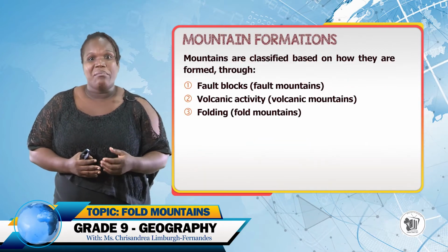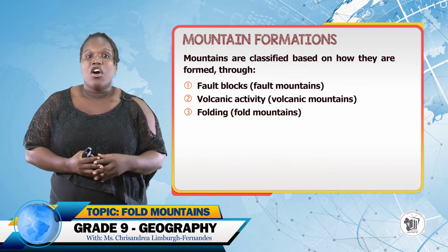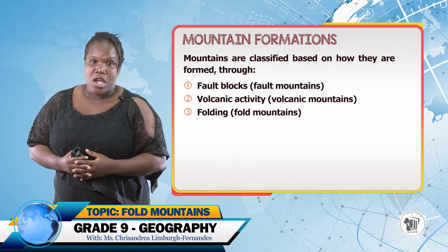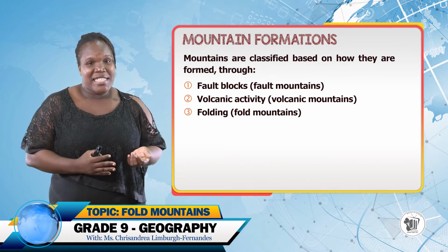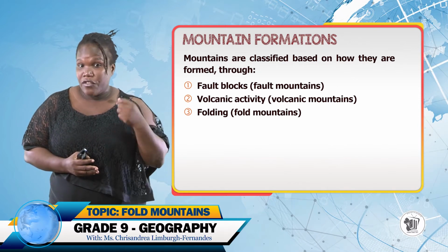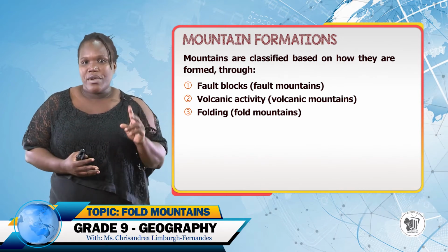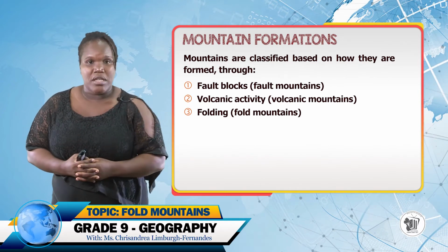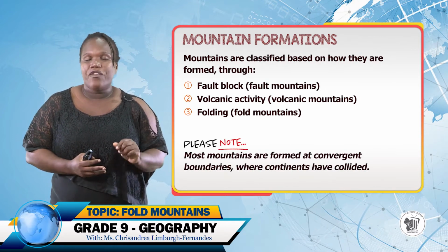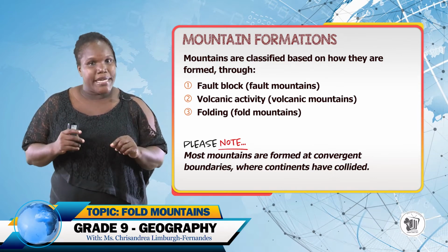Mountains are classified based on how they are formed. They can be formed based on fault blocks, forming fault mountains, as a result of volcanic activities, forming volcanic mountains, or as a result of folding, forming fold mountains. And these are generally the three types of mountain formation that exist. Please note, most mountains are formed at convergent boundaries, where continents have collided.